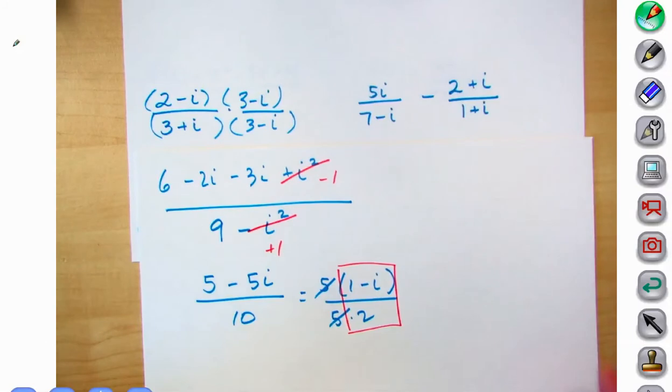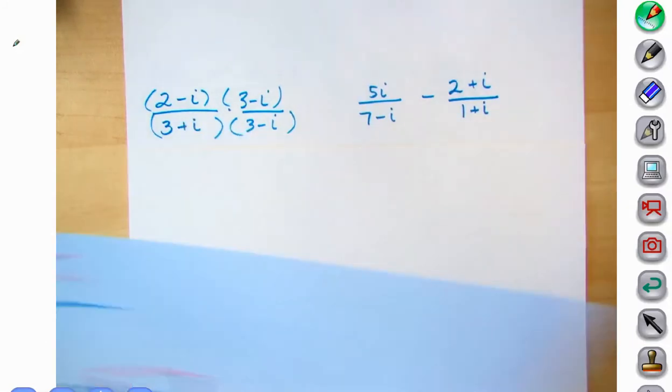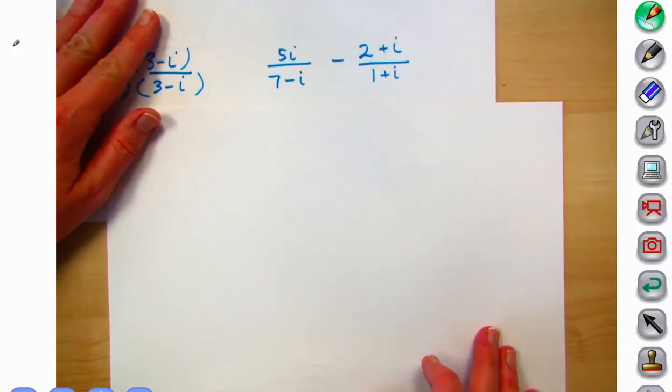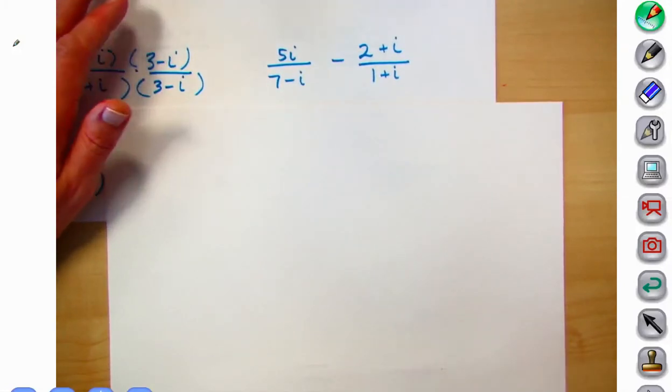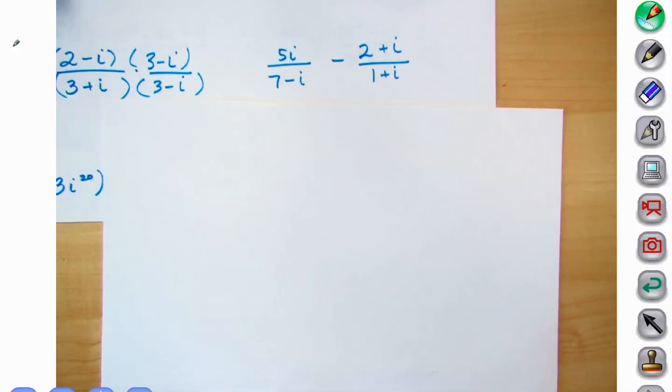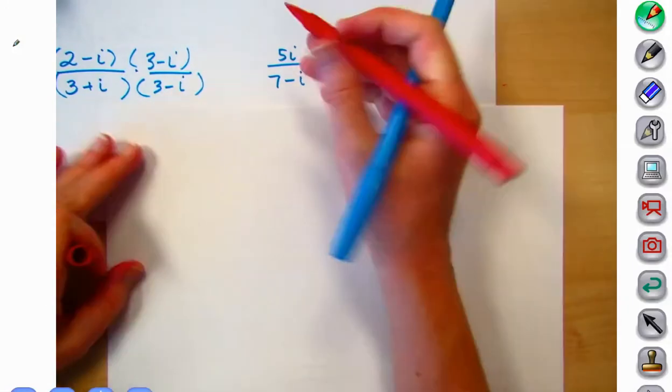Okay. Now, this next one is a beast. So I'm just going to get a whole new sheet of paper here. So here we've got 5i over 7 minus i, minus 2 plus i over 1 plus i. I honestly think the best way to deal with this problem is to actually first rationalize the denominators, then get a common denominator to subtract. I did it the opposite way yesterday, and after I did it, I think that might actually be shorter to rationalize first. So let's do that.